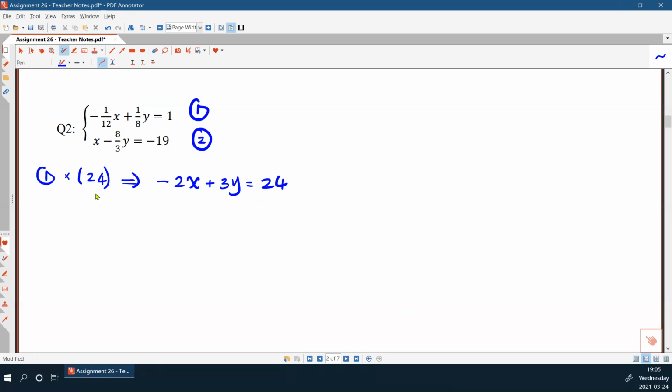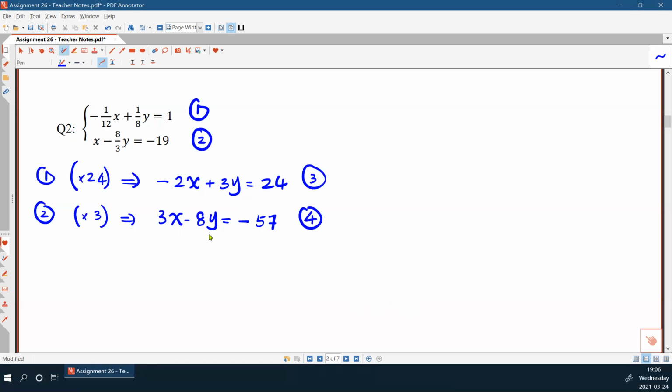Okay. And for equation 2, we can times 3 to both sides. And this will give us 3x minus 8y equals minus 57, right? Okay, then let's say this is 3 and this is 4.